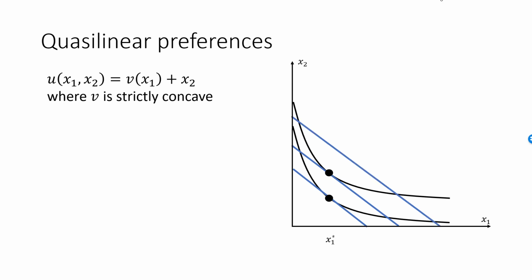If I increase income even more, the same thing will be true. My new optimal indifference curve will be tangent to the budget line directly above the previous optimal bundle, and this is the new optimal bundle, again with the same x1 star.